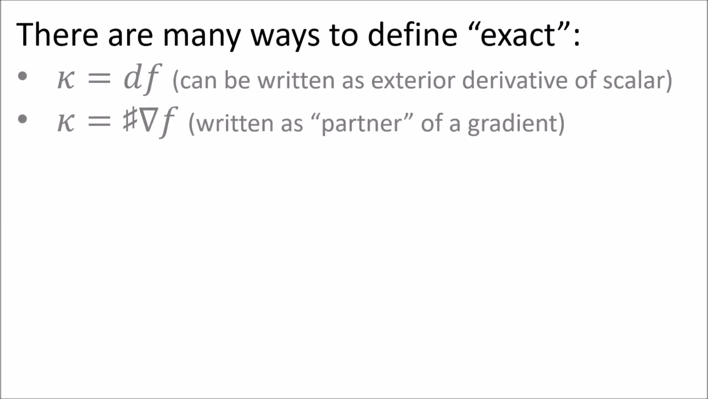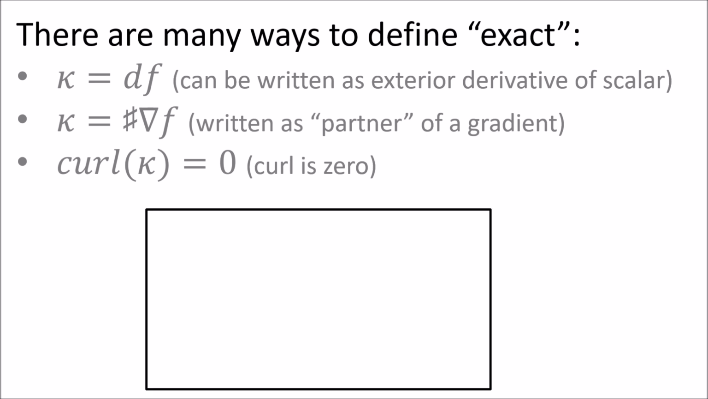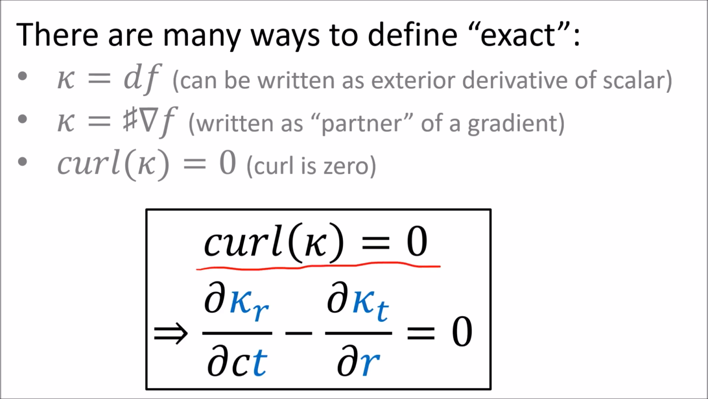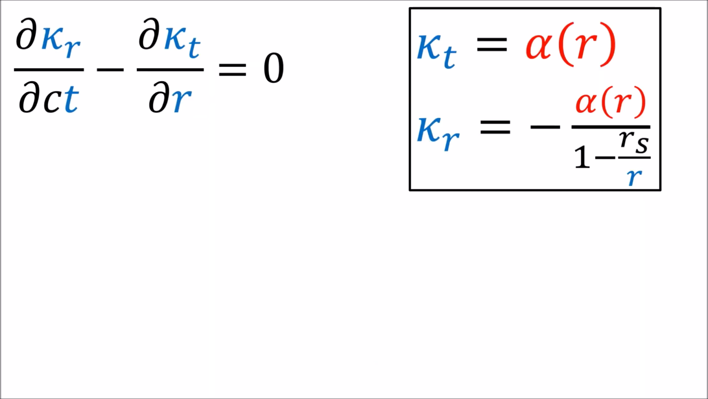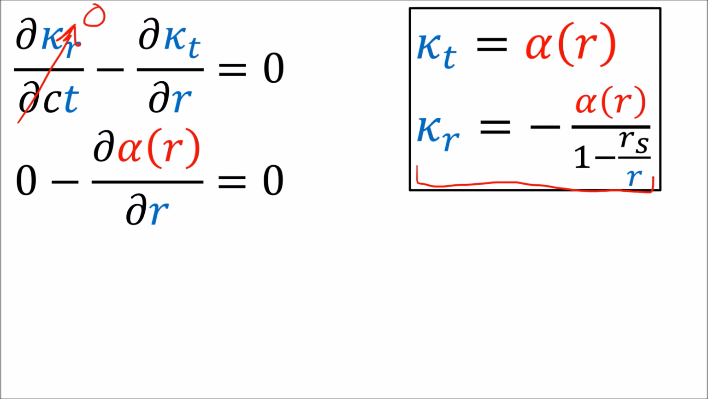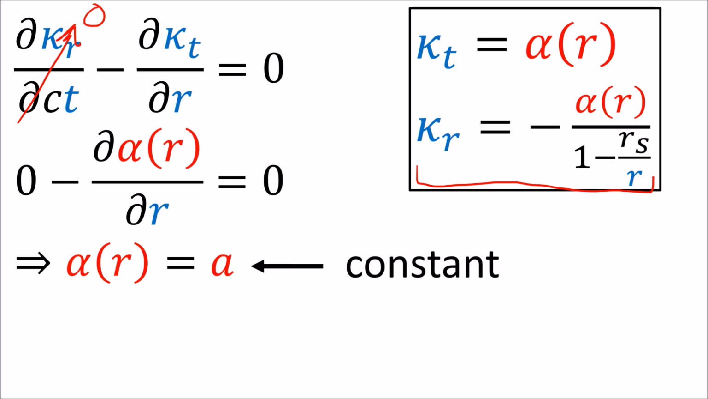There are many ways to mathematically state a covector field is exact, but I'm just going to say our 2D covector field is exact if its curl is 0. So our condition for an exact covector field in space-time is that partial kappa r by partial time minus partial kappa t by partial r equals 0. Since kappa r doesn't depend on time, this goes to 0. So we're just left with the condition that the kappa t component, which equals alpha of r, has a 0 r derivative. This tells us that alpha of r must be a constant a.